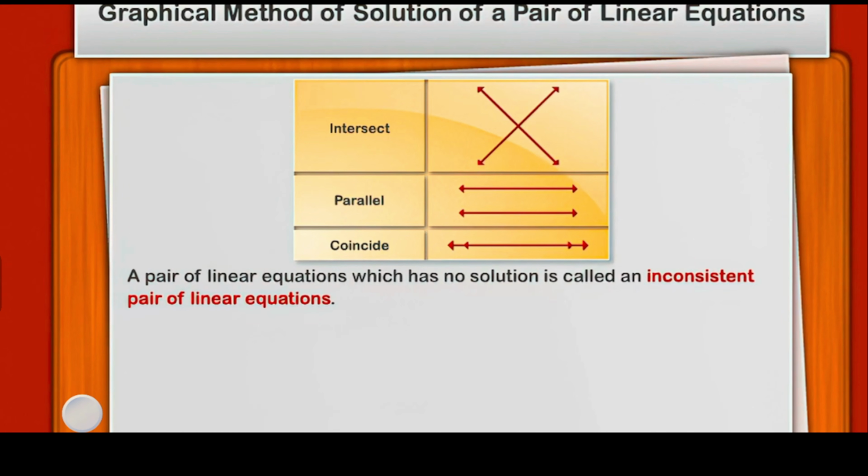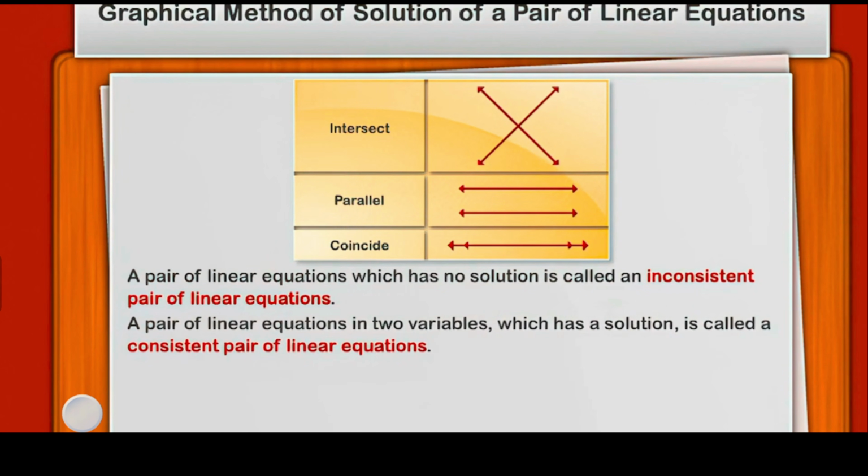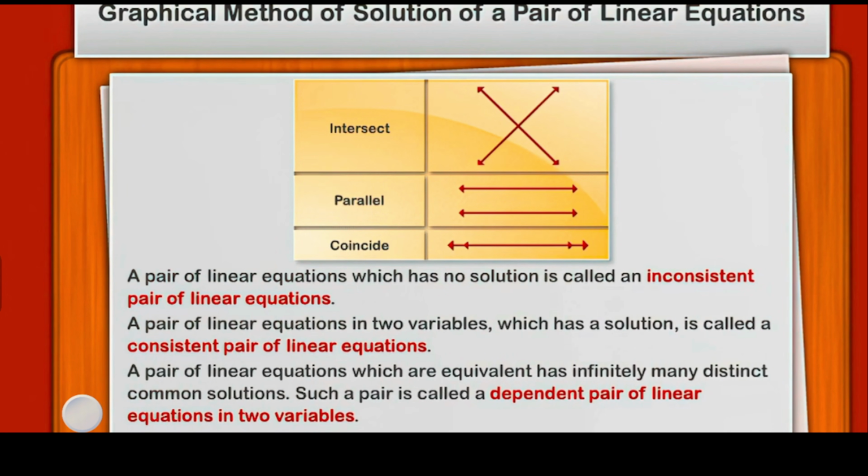A pair of linear equations which has no solution is called an inconsistent pair of linear equations. A pair of linear equations in two variables which has a solution is called a consistent pair of linear equations. A pair of linear equations which are equivalent has infinitely many distinct common solutions. Such a pair is called a dependent pair of linear equations in two variables. A point to be remembered is that a dependent pair of linear equations is always consistent.